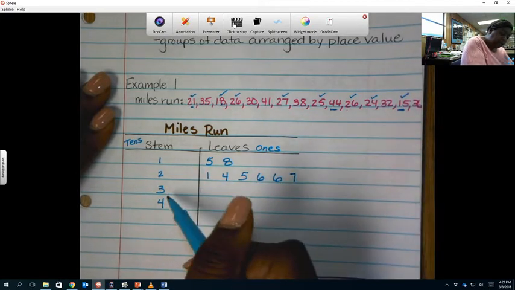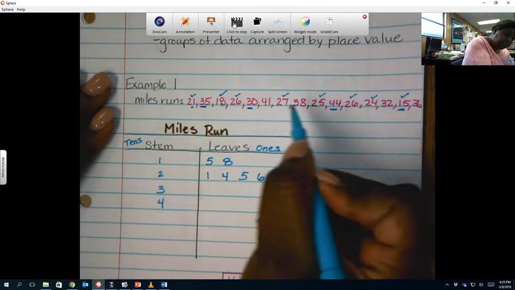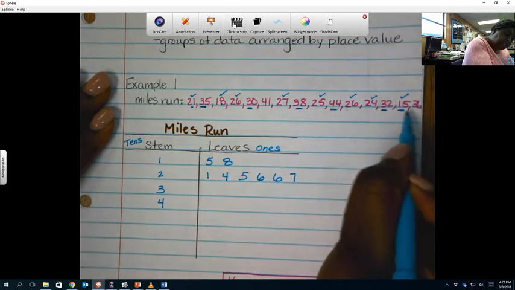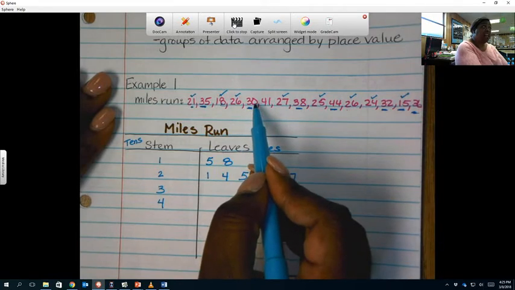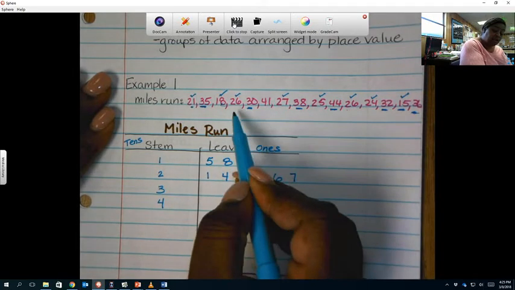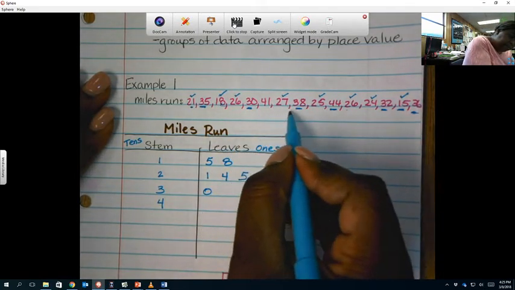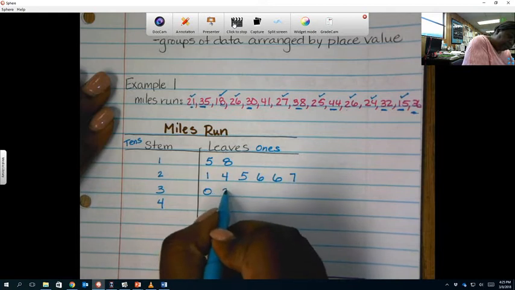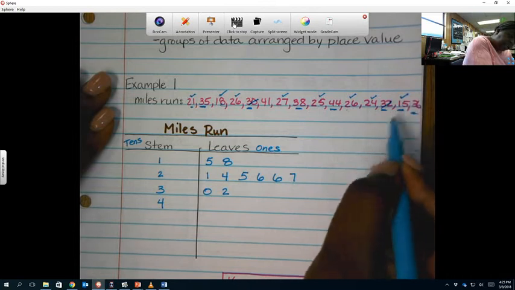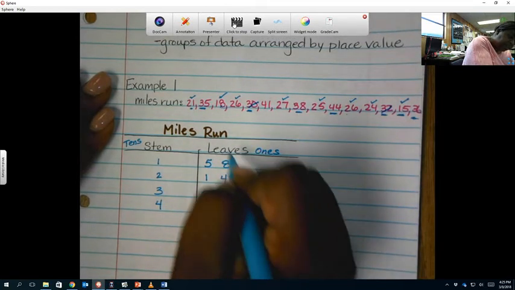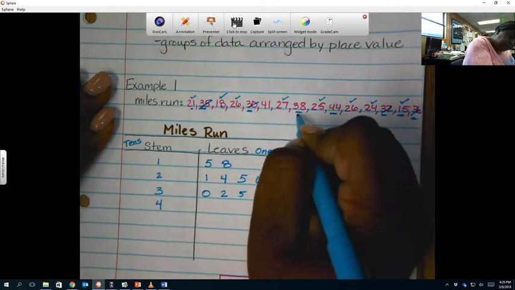Next, I'm going to go with my 30s, all of my 30 values. So 35, 30, 38, 32, and 36. I'm going to locate their ones digit and write them in the leaves in order from least to greatest. So 0 for 30, 2, let me cross them out so I don't forget any, 5, 6, 8.